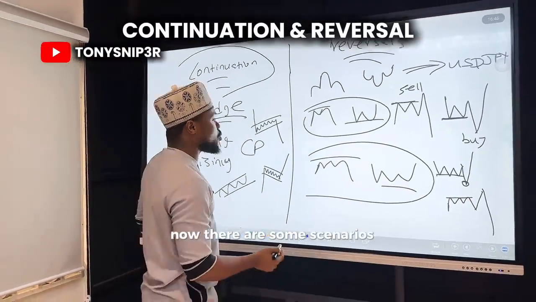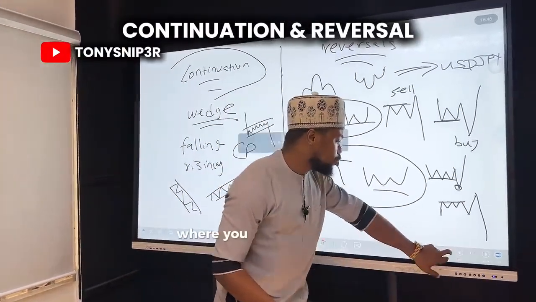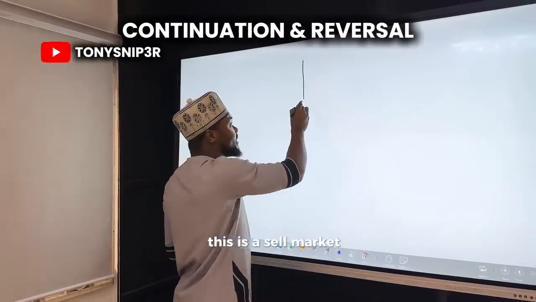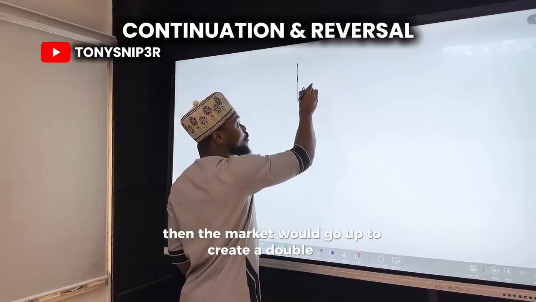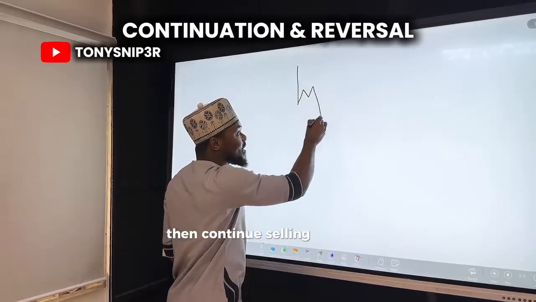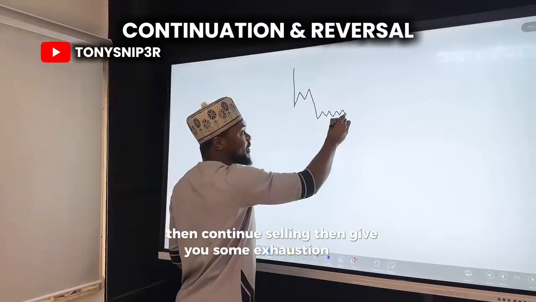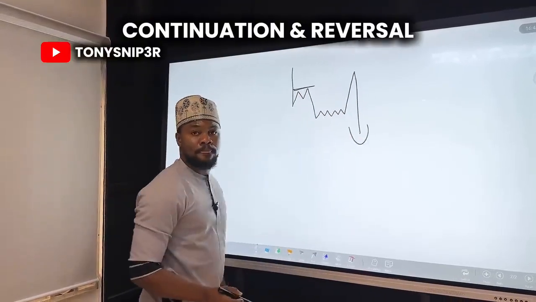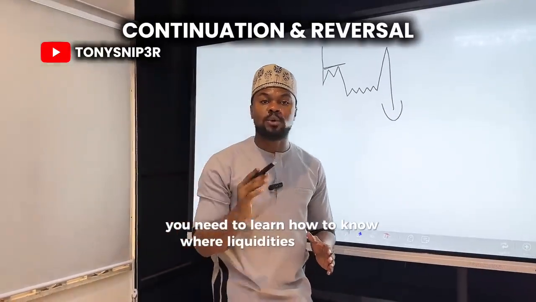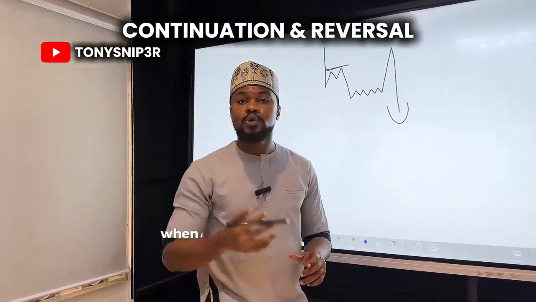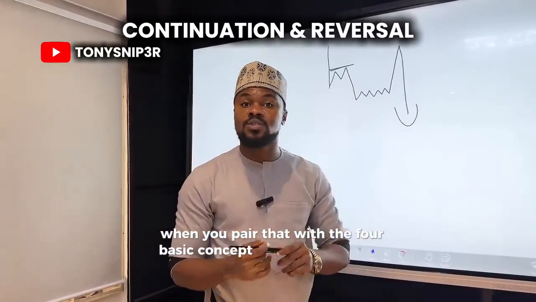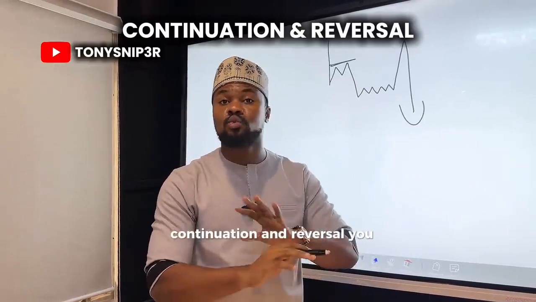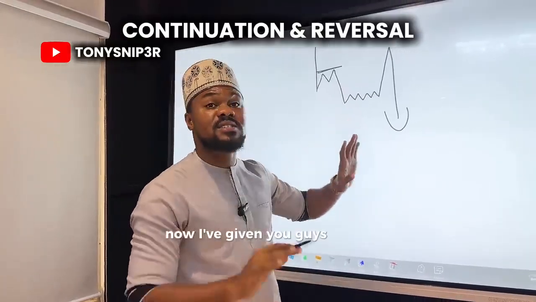Now, there are some scenarios where you will notice the market moving like this. This is a sell market. Then the market would go up to create a double top, then continue selling, then give you some exhaustion here, then go back to clear the liquidity here, then continue selling. You need to learn how to know where liquidities are in the market. Now, when you pair that with the 4 basic concepts of market structure, which are trending, exhaustion, continuation, and reversal, you become unstoppable.